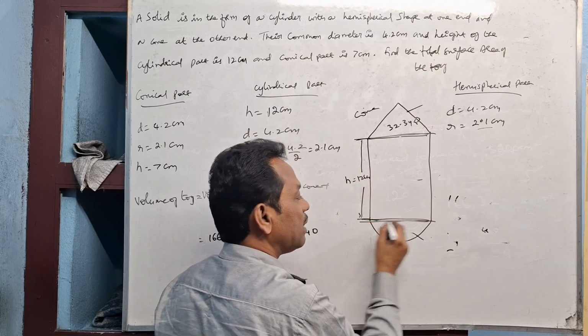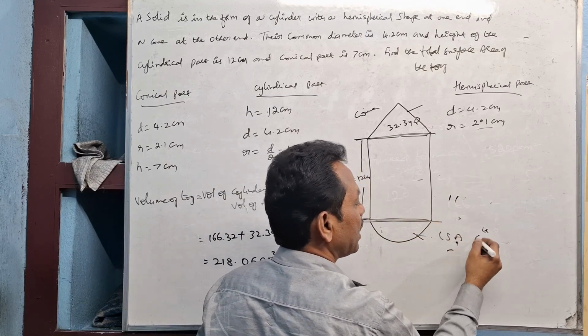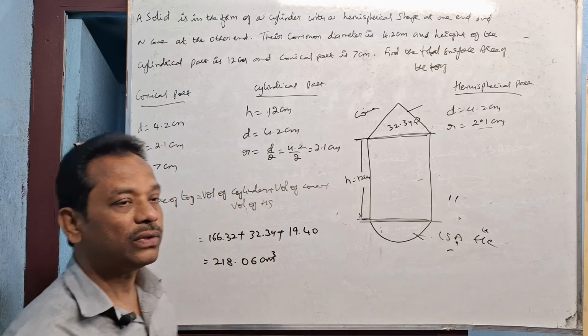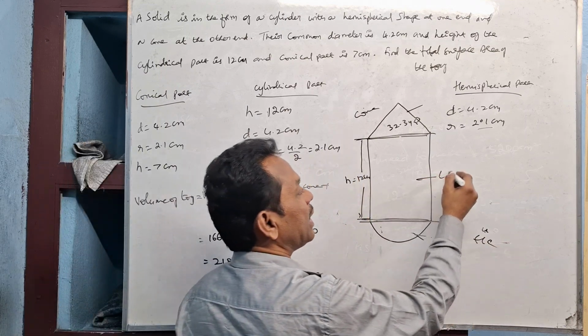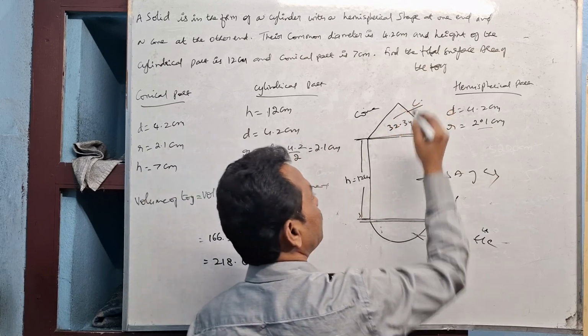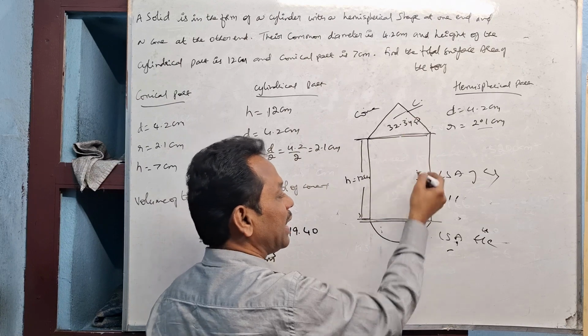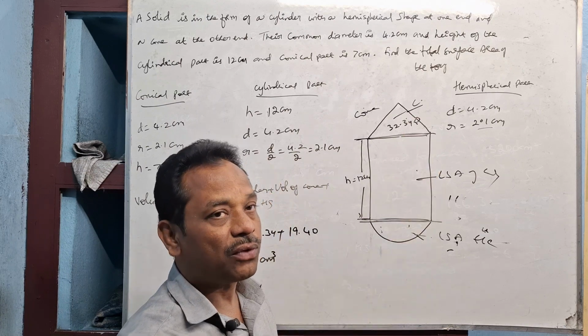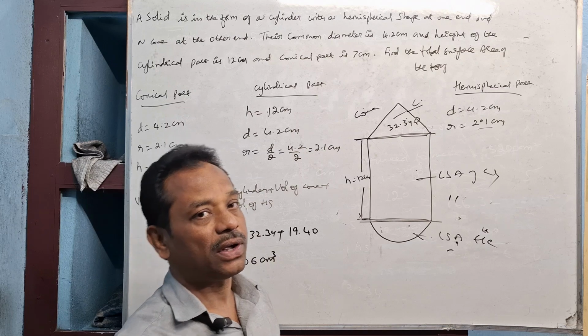Now to find the total surface area, bacho, first you find the LSA of the hemisphere part. Next you find the LSA of the cylinder. Then next you find the LSA of the cone. Once you have all the LSAs, just add them. You will get the total surface area of the toy.